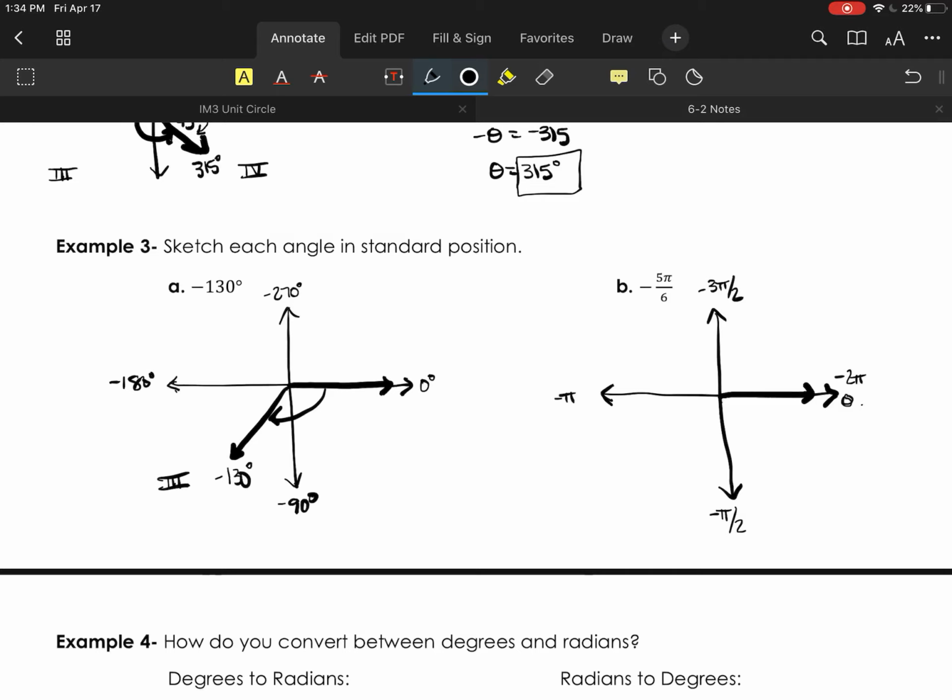I start with my initial side. My terminal side, as we saw in the unit circle, is somewhere over here. So this would be negative 5 pi over 6.